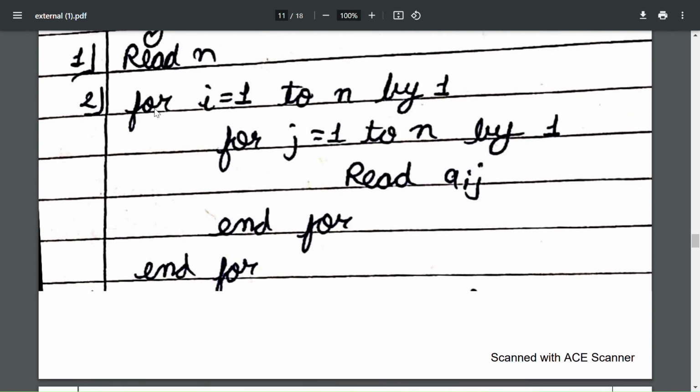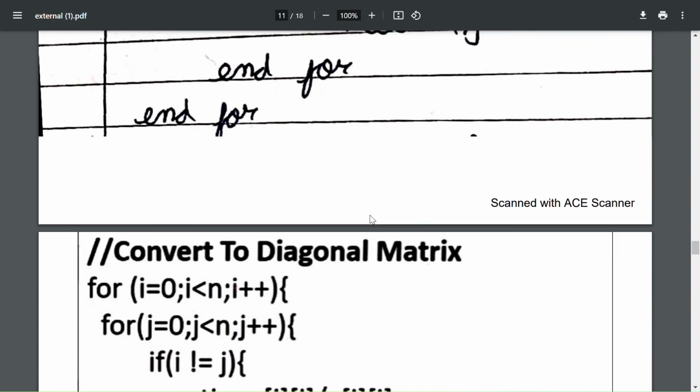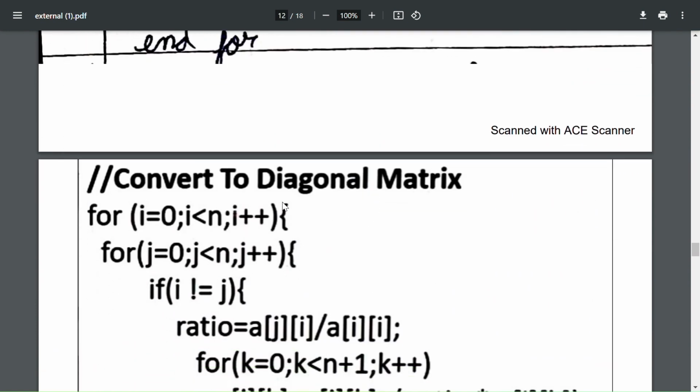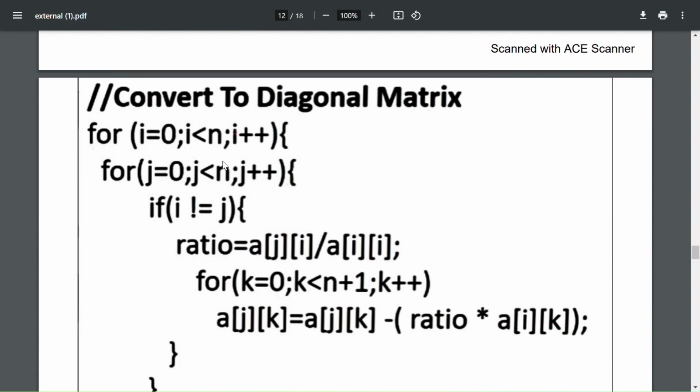Then in the second step we will start a loop for i equals 1 to n. Then inside this i loop we have another loop for j equals 1 to n, and we will read matrix A of ij. Then in the next step we will convert the matrix into a diagonal matrix by performing various row operations.